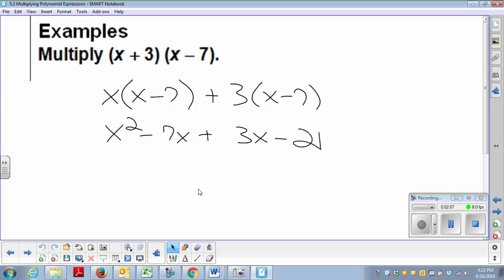Okay, my last step is to combine like terms. So as you can see here, I've got a negative 7x plus 3x. We're going to combine these two together. So I got x squared minus 4x minus 21. And that's my final answer.